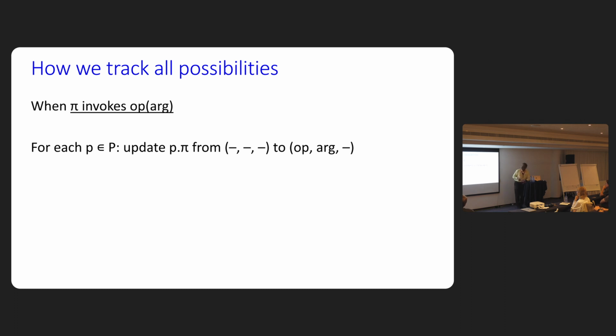So what should we do? We should take each existing possibility before the step and then simply update P dot pi. If pi is invoking this step now, then what was pi's status just before it invoked that step? It must have been idle, bottom, blank, blank, blank. So change P dot pi from blank, blank, blank to operation, argument, and it's still ongoing. It has not completed yet. Therefore, op, arg, blank. Clear?